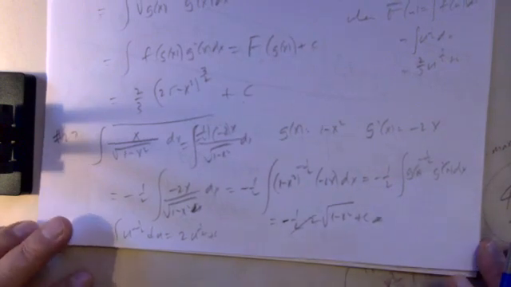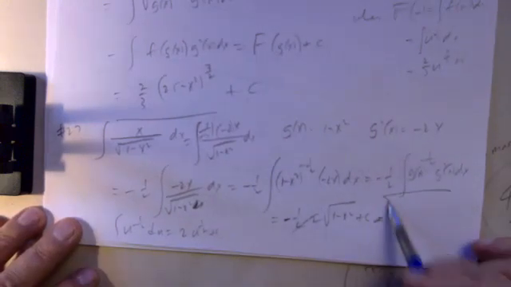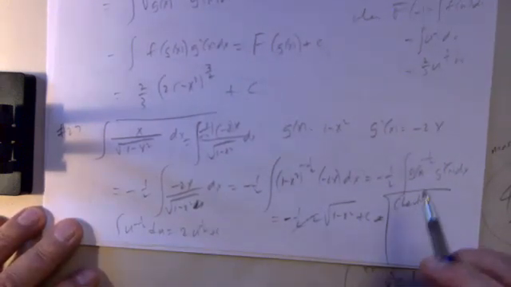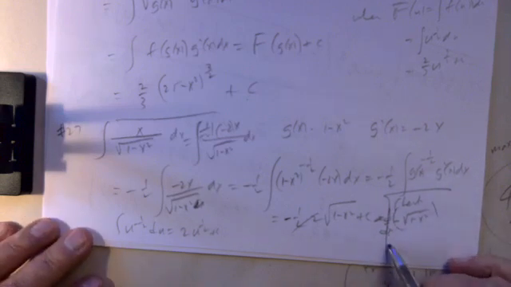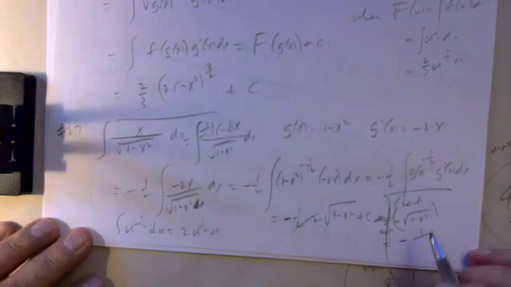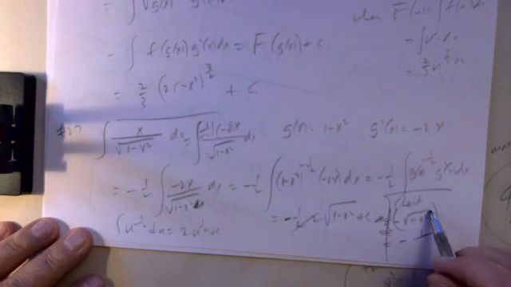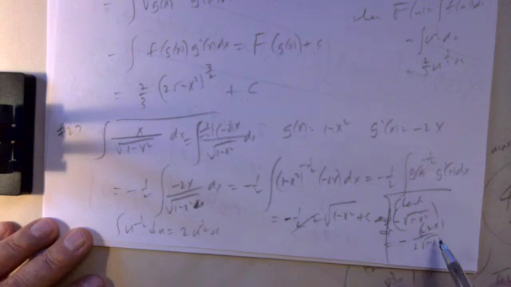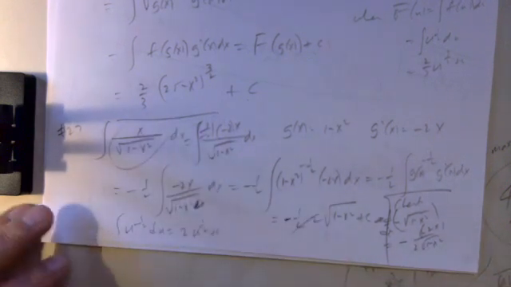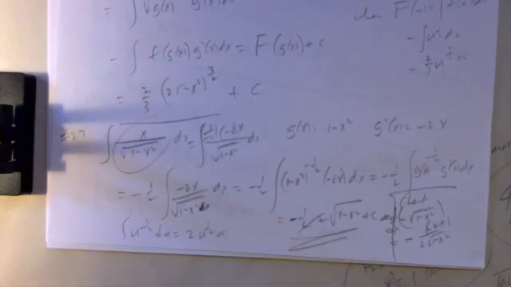Any questions about this? Again, you should check. If you take minus the square root of 1 minus x squared and you differentiate it, this is 1 minus x squared to the 1/2. So you get minus 1/2, 1 minus x squared to the minus 1/2 times the derivative of 1 minus x squared, which is minus 2x. And the minuses cancel and the 2's cancel, and you get exactly what you're supposed to get. So this is definitely the right answer.